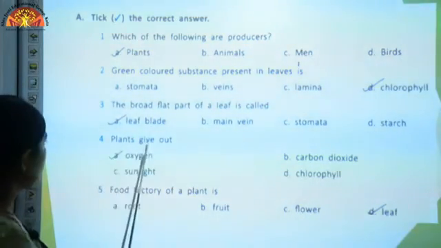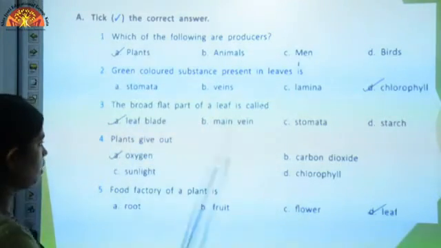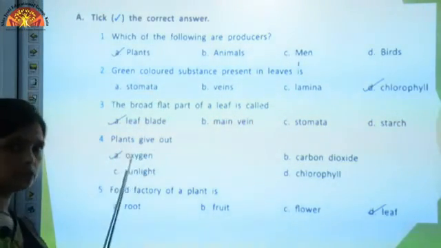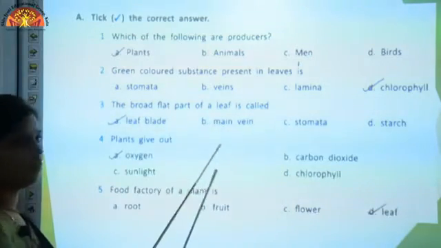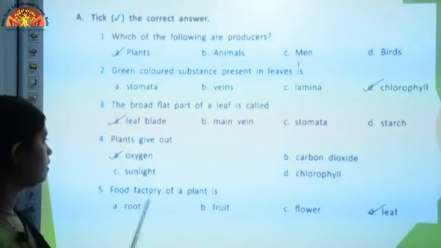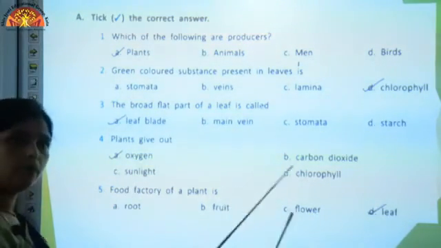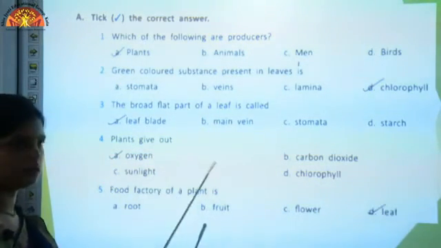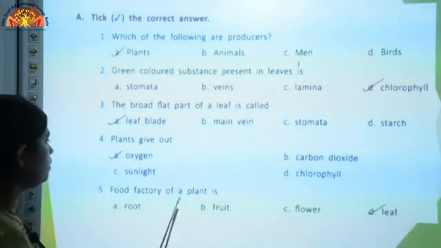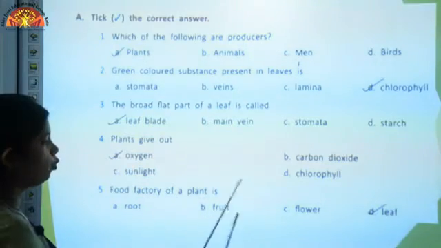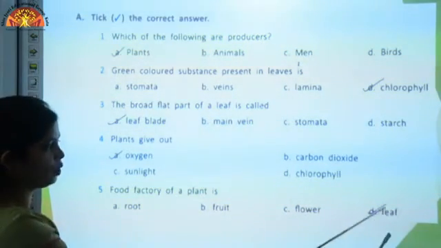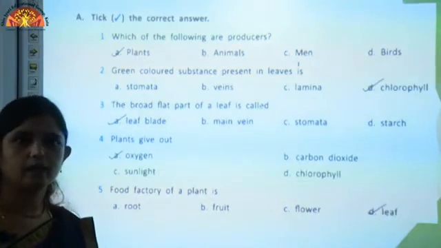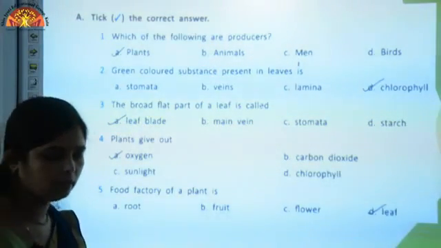Okay. Then plants give out oxygen, carbon dioxide, sunlight, chlorophyll. Here the correct answer is oxygen because they take carbon dioxide during the process and they use sunlight with the help of chlorophyll and they give out oxygen during photosynthesis. Now food factory of a plant is root, fruit, flower or leaf. So here leaf is the correct answer as it contains chlorophyll and it helps in preparing food by the plants.